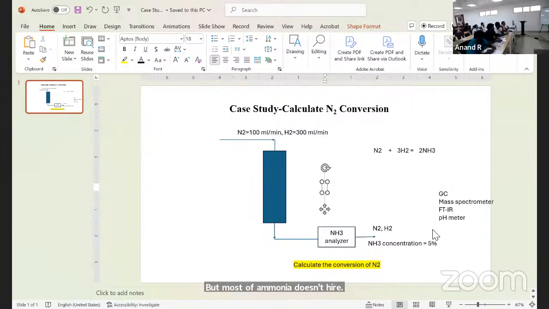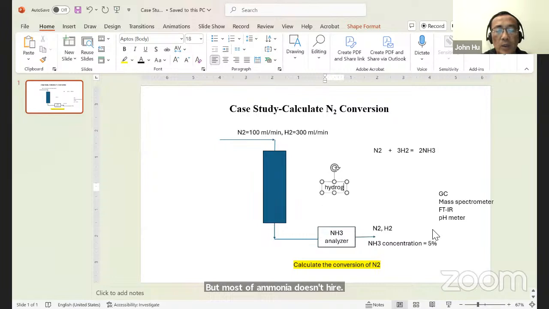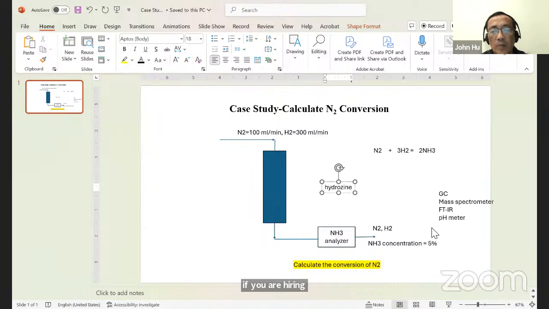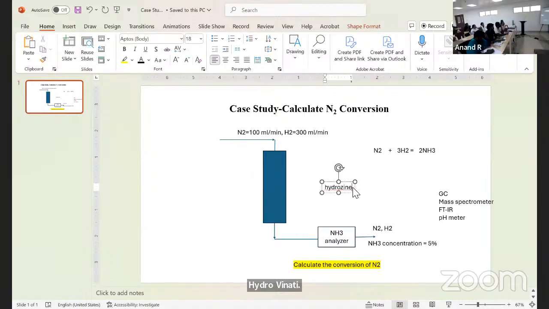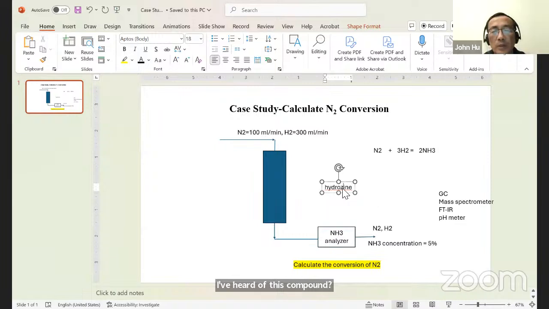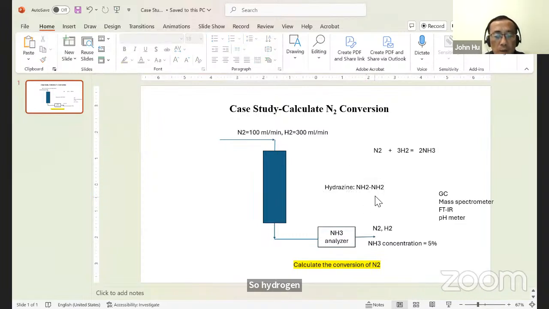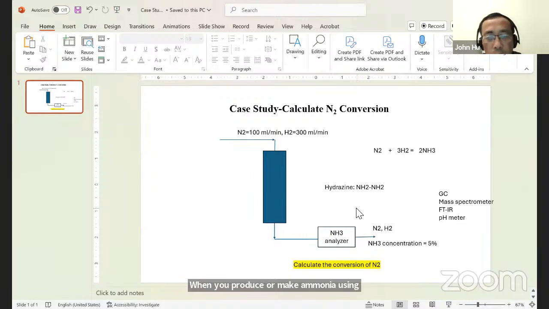That's why I keep on asking my students about hydrazine. Anybody ever heard of this compound? Let me stress about hydrazine. I can tell you when you make ammonia using microwave or using thermal, you don't have too much of this compound. It's probably ppm level, not very high.